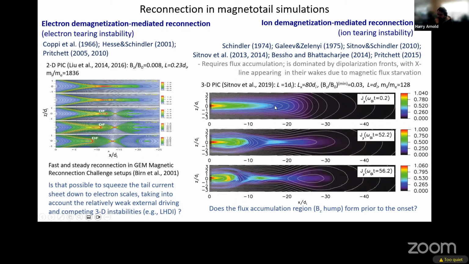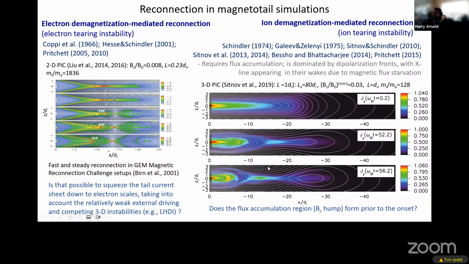And it turns out, for various reasons, that this BZ hump is unstable. And so it will start moving earthward. And as it moves earthward, it sort of stretches out the field behind it with some sort of flux starvation mechanism. And then that can effectively squeeze the magnetotail behind it enough until the electrons are demagnetized and you get reconnection. So this is ion demagnetization mediated reconnection.